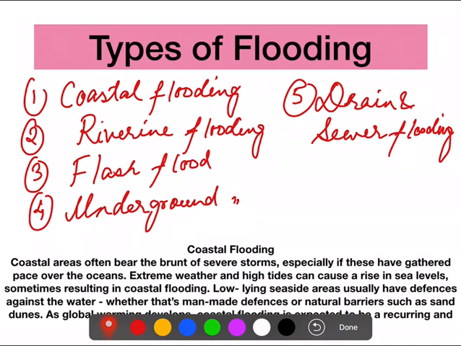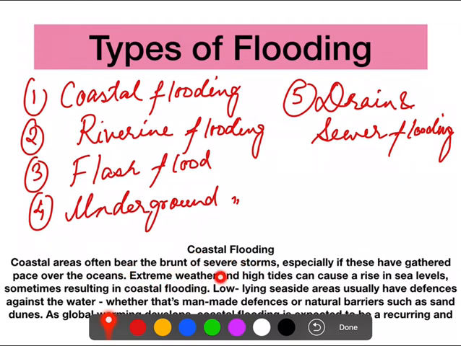So here you can see coastal areas. What is coastal flooding? Coastal flooding is generally present near the oceans. This type of flooding takes place in coastal areas, how? Because of tides. If there is an extreme weather condition, let's say there is a tsunami suddenly because of an earthquake, that tsunami can cause this coastal flooding.